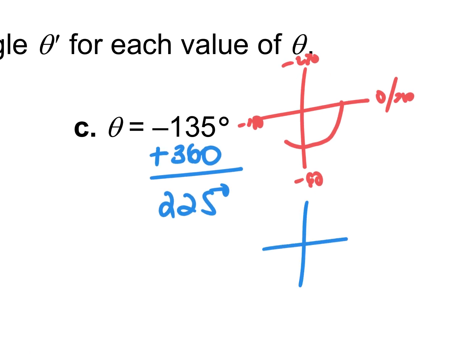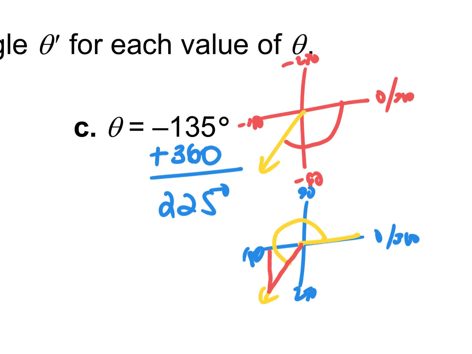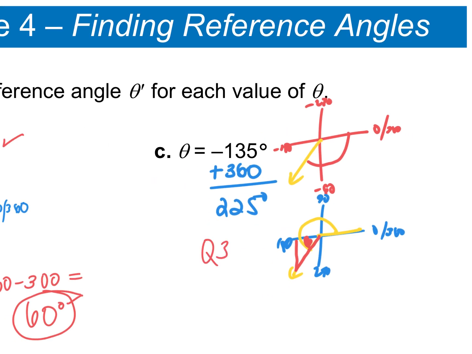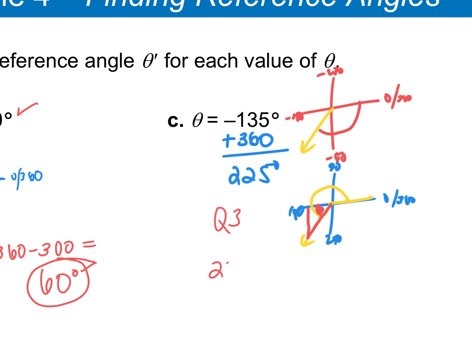Well, where does 225 fall? 0, 360, 90, 180, 270. If I start here and go all the way around, I'm in the third quadrant. So we're in the same spot. I want to find my reference angle measure, which would be from the terminal side up to the x-axis, which is right here. So since I'm in quadrant 3, the rule is the angle measure itself, 225 minus 180. So 225 minus 180 gives me 45 degrees.